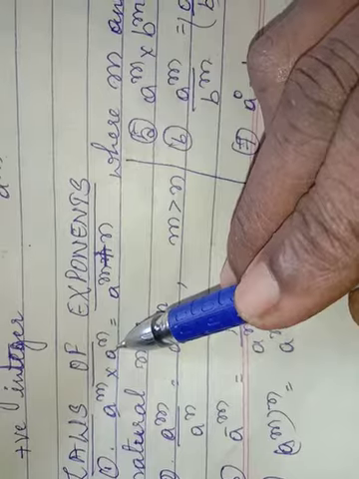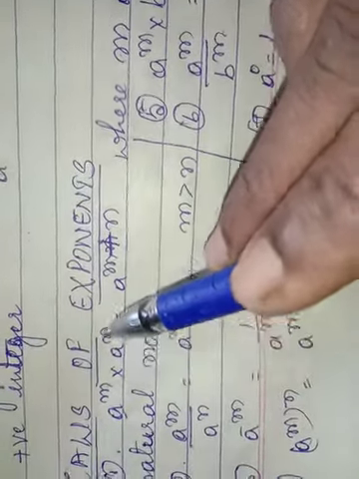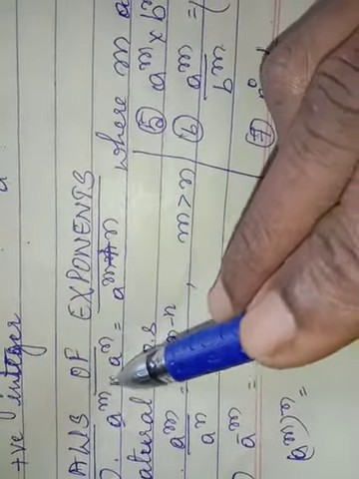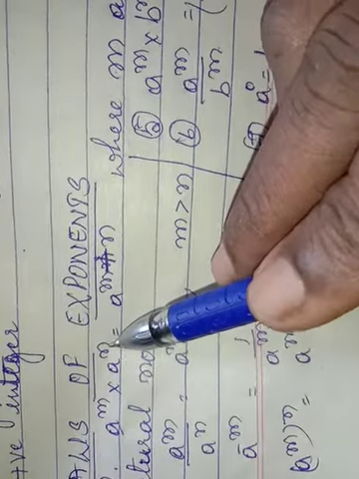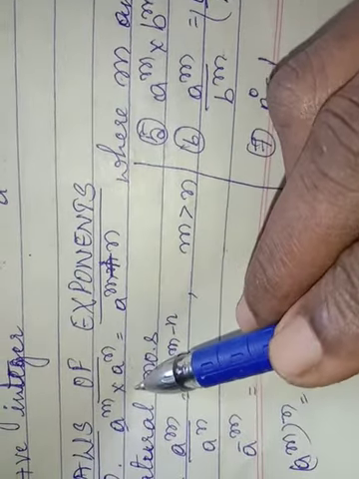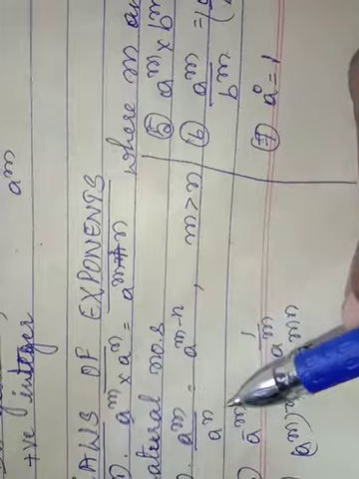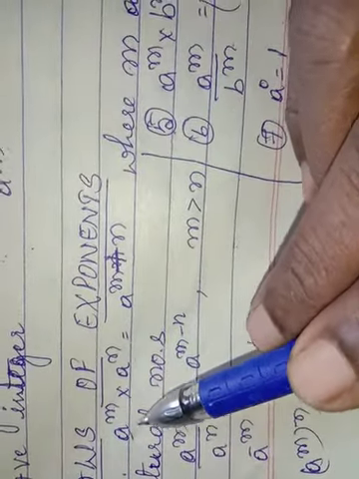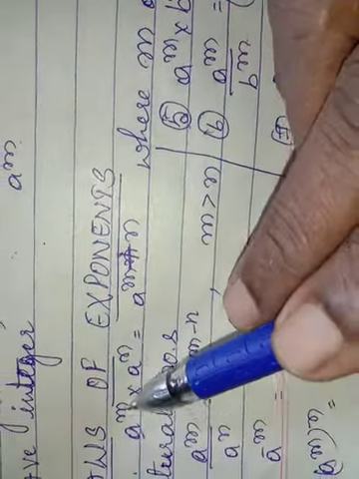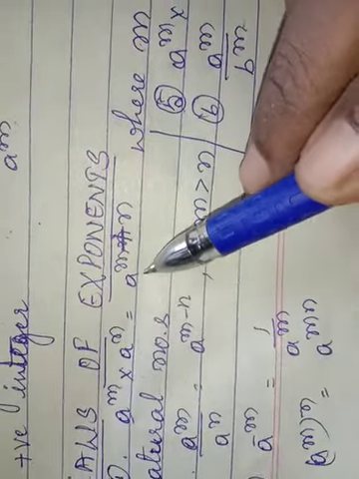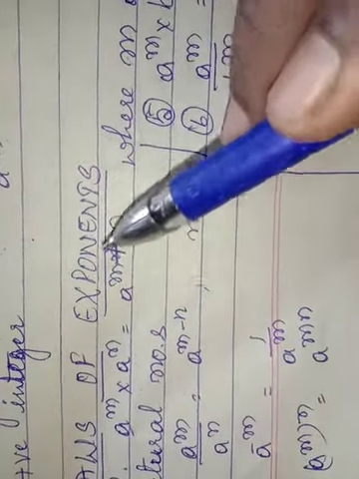So in that case we can add the powers. When a multiplication sign is there, we can add the powers. When a division sign is there, that time you have to subtract. First let us see this one, then afterwards we'll go to the second. a to the power m into a to the power n is equal to a to the power m plus n. Why are we adding?